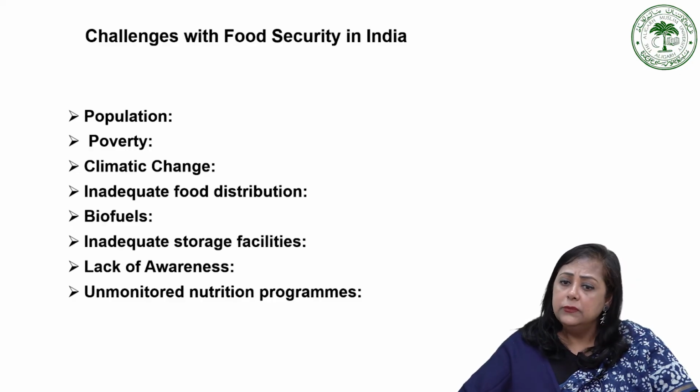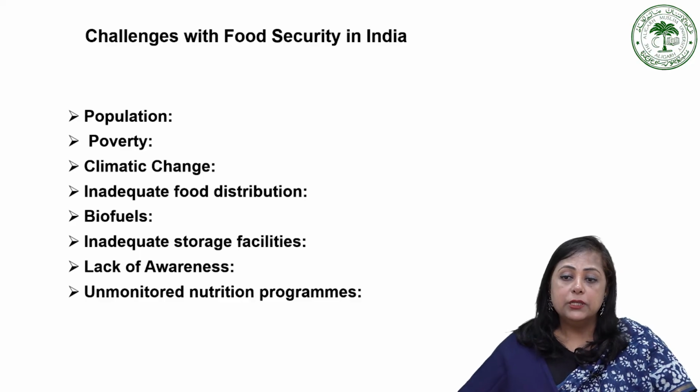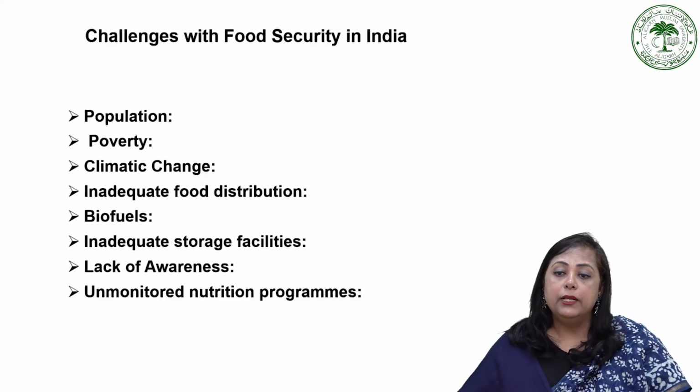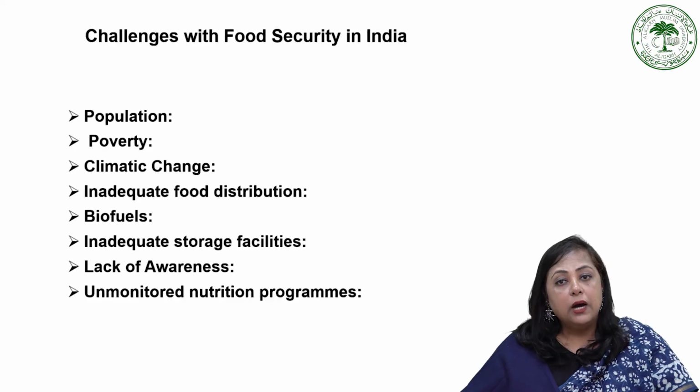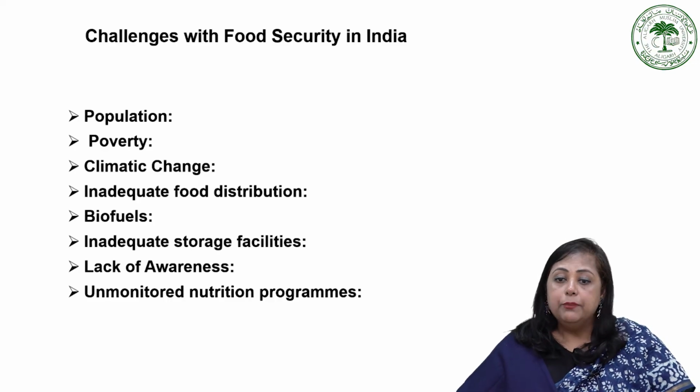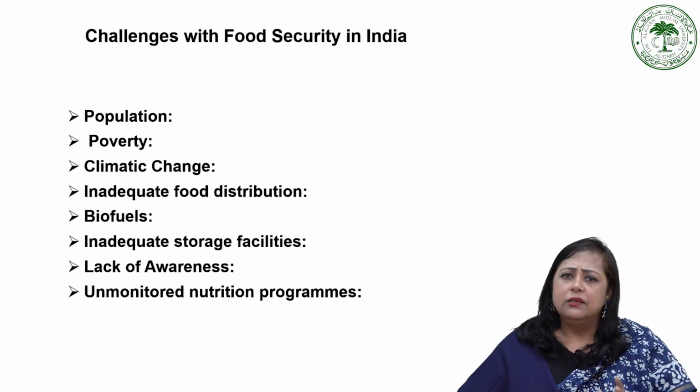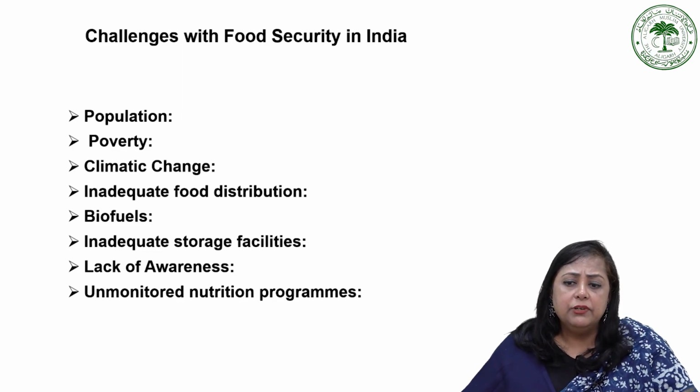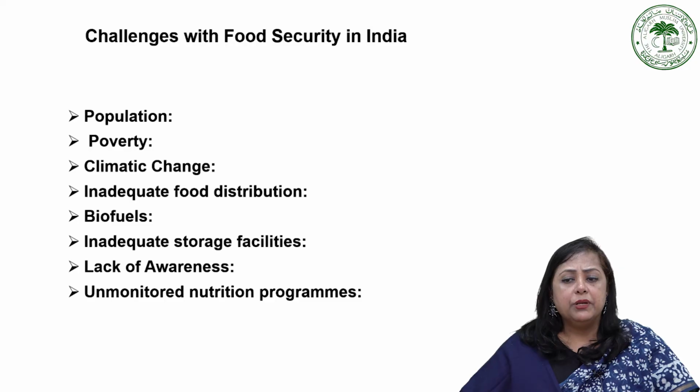Poverty, this is one of the biggest challenges which need to be overcome in order to attain the desired food security in the country. The percentage of the people living below the poverty level is extremely high. The climate change, uncertain rain, flood, and all these things. Farming and agricultural activities have been severely affected by climatic change over the past few years.